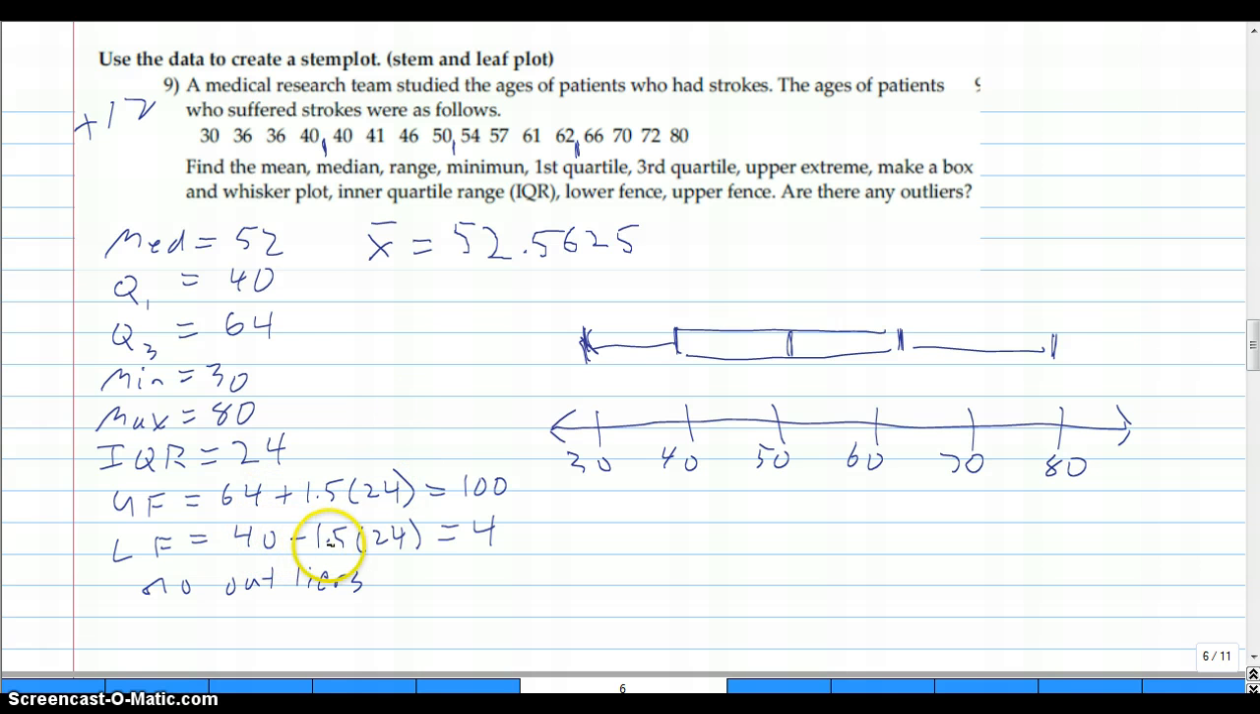So 40 minus 1.5 times the interquartile range gets us down to 4. Again, no outliers that way. And there's your box and whisker plot. The only mistakes I usually saw in this is if you didn't have a scale that was unique, because you don't always write the numbers in there and have it referenced to a standard scale.